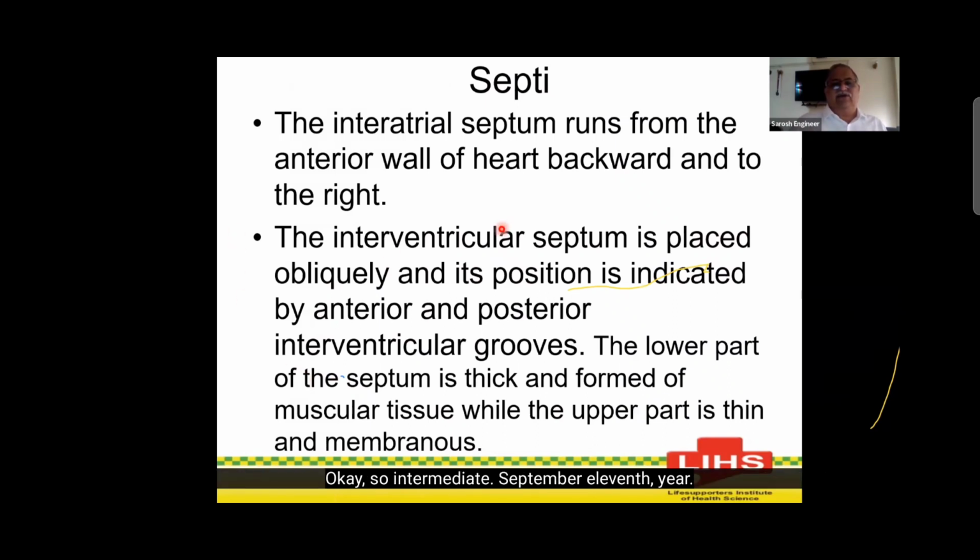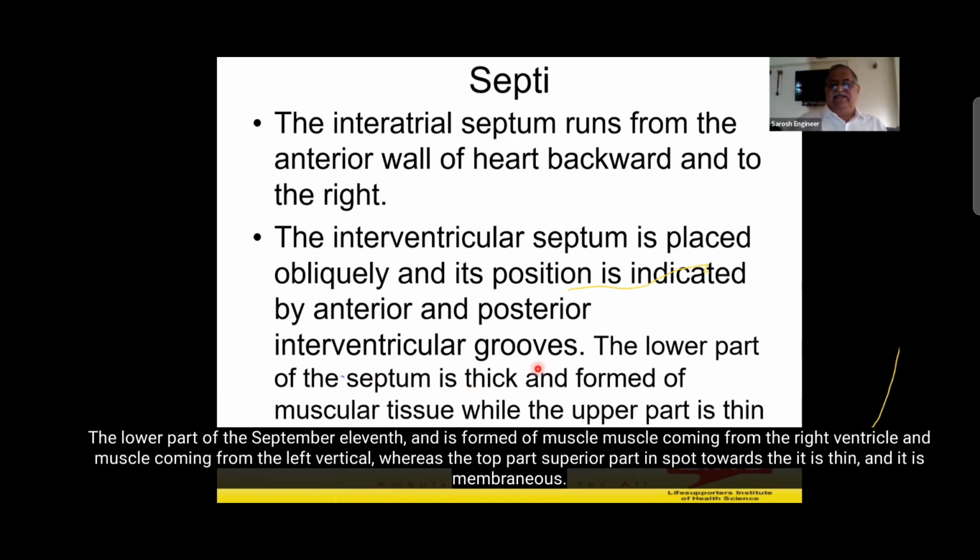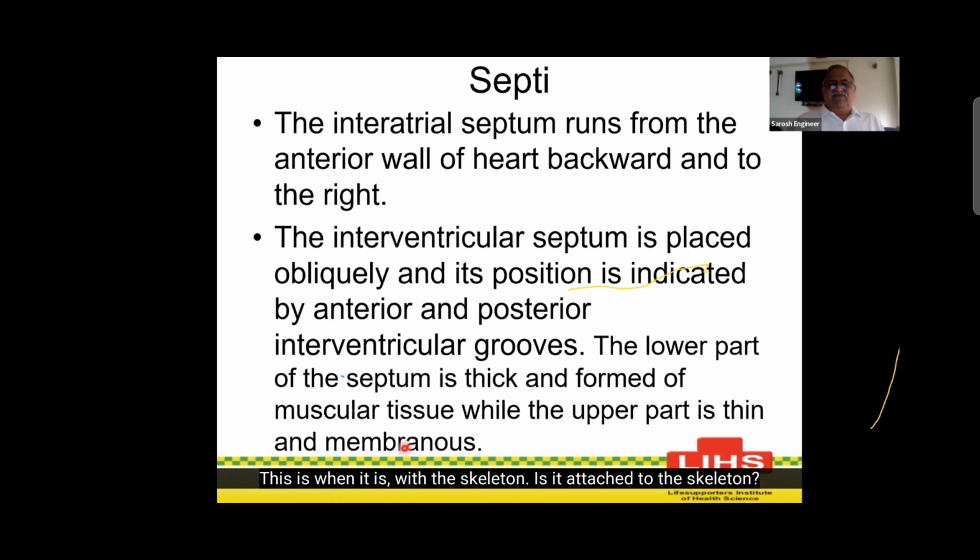Okay. So interventricular septum, we read till here. The lower part of the septum is thick and is formed of muscle, muscle coming from the right ventricle and muscle coming from the left ventricle. Whereas the top part, the superior part, meaning the part towards the atrium, is thin and it is membranous. This is where it is attached to the skeleton, and that part becomes membranous.